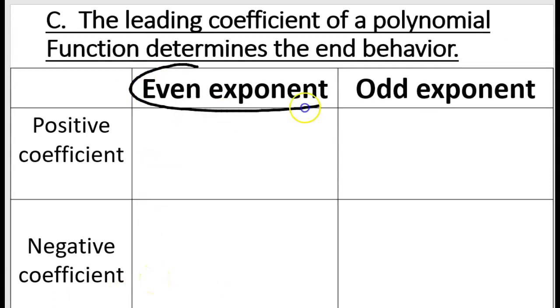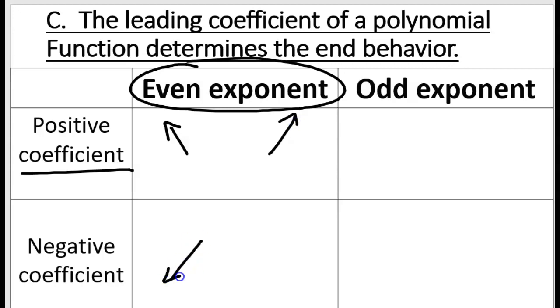When you have an even exponent and a positive coefficient, that means the left side and the right side both go up. And if you have a negative coefficient, that means the left side and the right side both go down. And the reason they both go in the same direction is because the even exponent cancels out the effect of the negative. But the negative coefficient determines what direction they're both going in. All right? So let's keep that in mind.